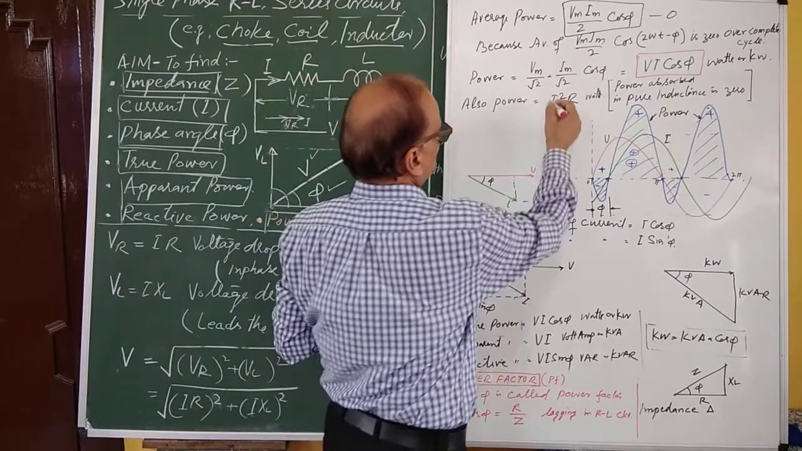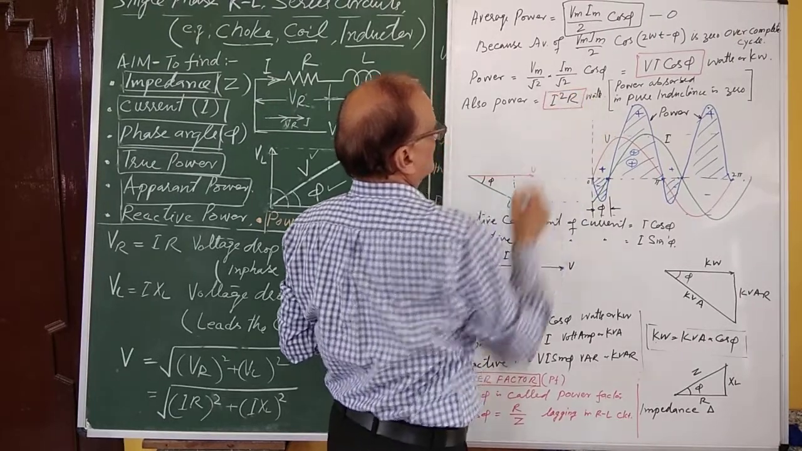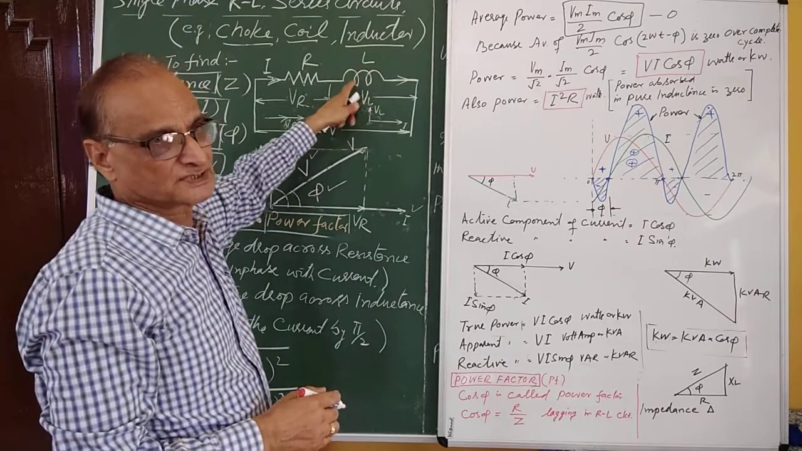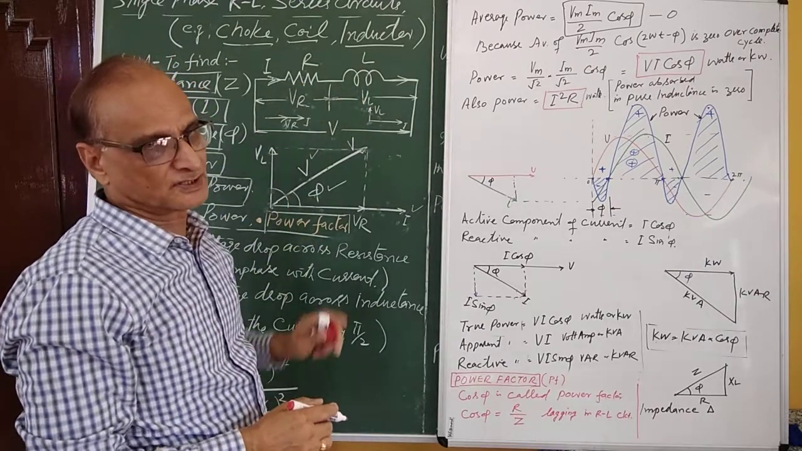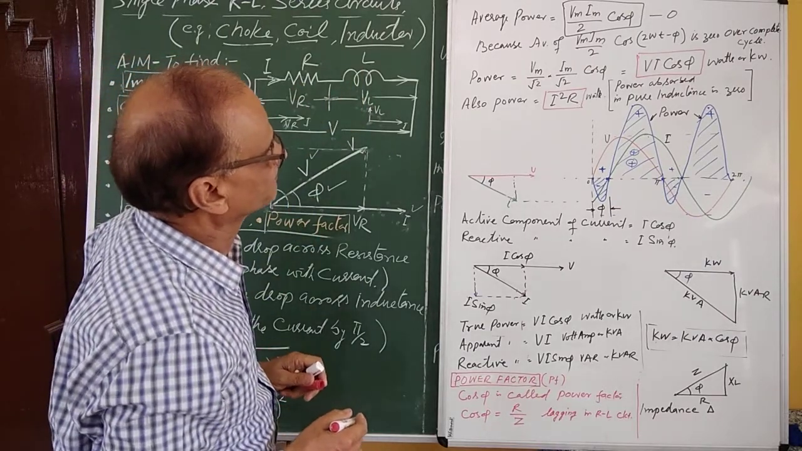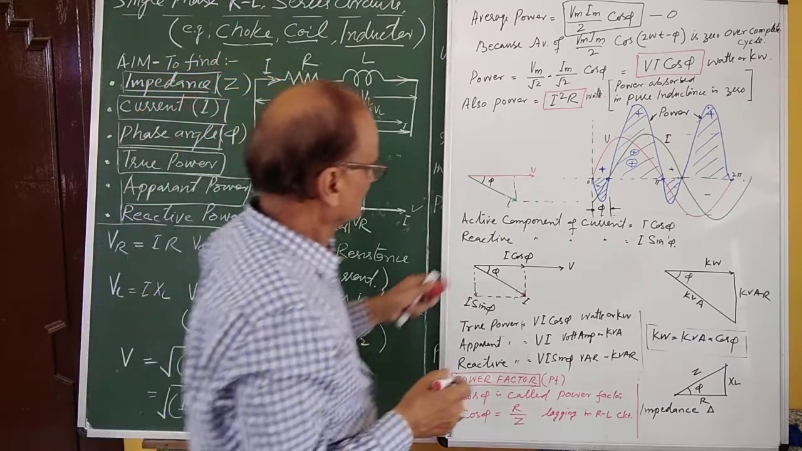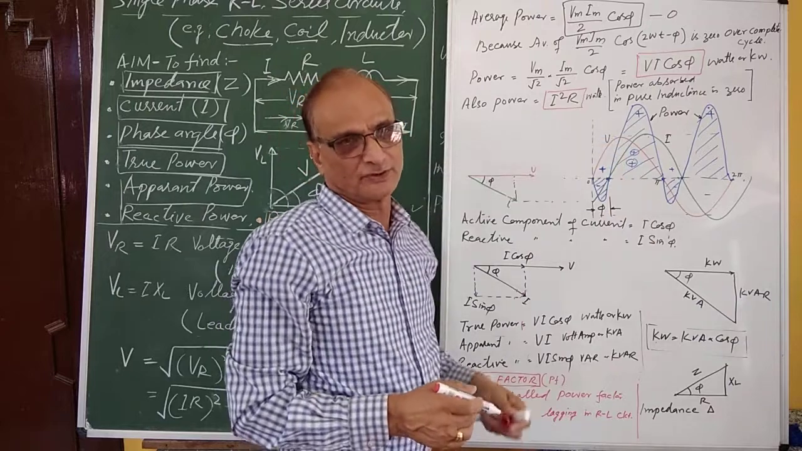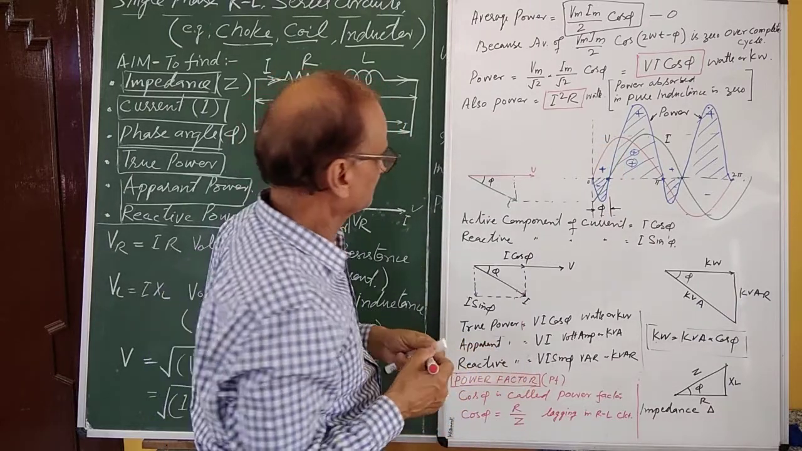Also, power in AC is equal to I square R because power loss in inductance is 0. Power is wasted only in the resistive part of the load. Now we'll draw the phasor diagram of current, voltage and power.